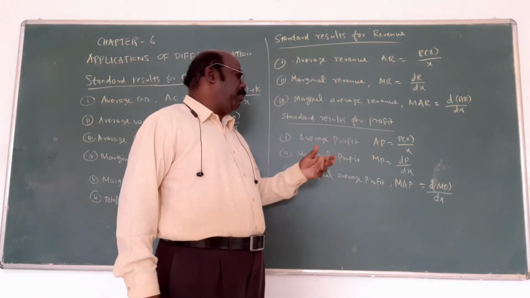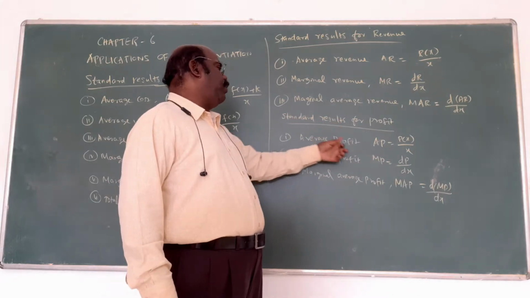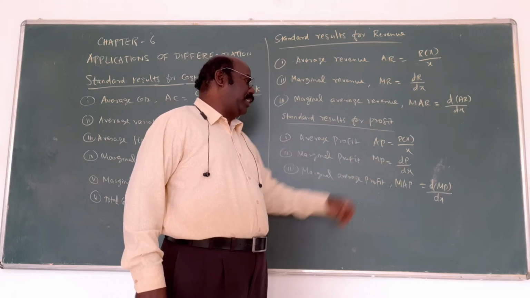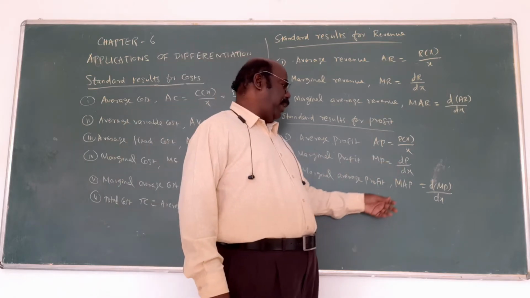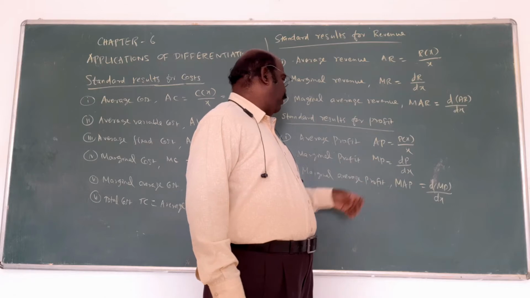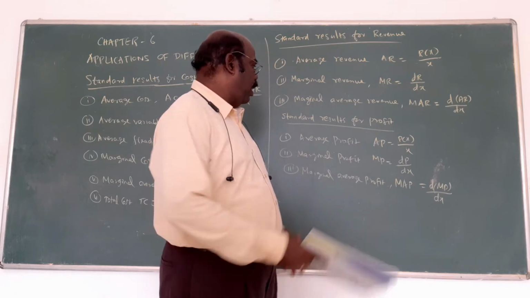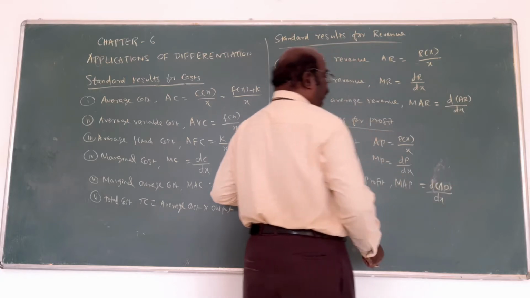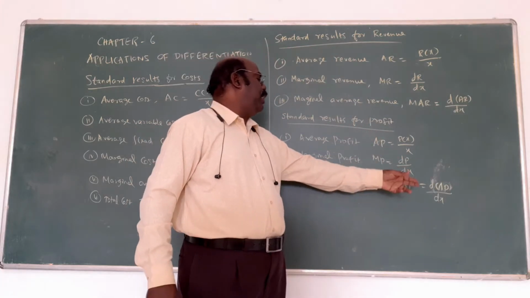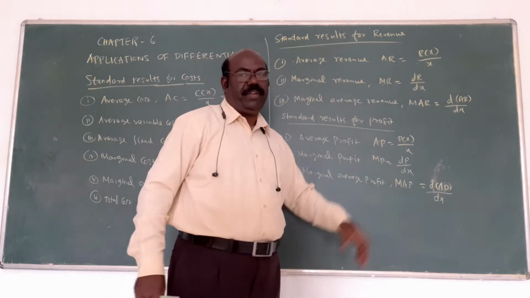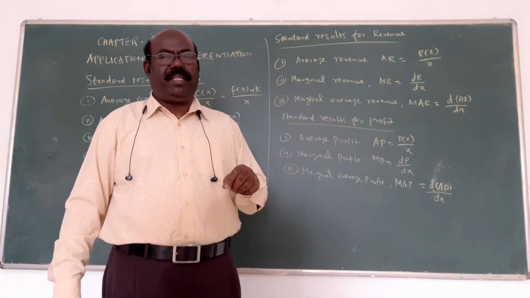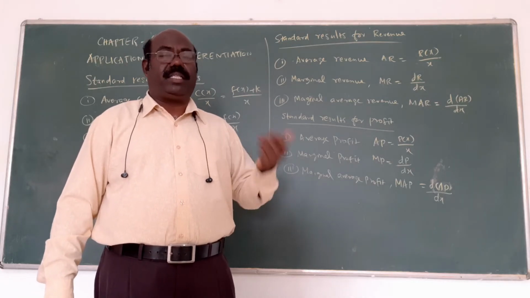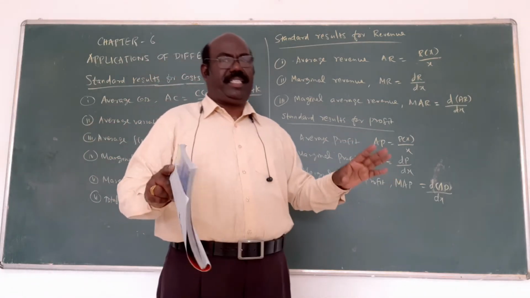Standard results for profit, the same thing. P is profit. Average profit is what? P by x. Marginal profit is what? That P is differentiated with respect to x. Marginal average profit means first find the average profit, then differentiate it with respect to x. You get the marginal average profit.